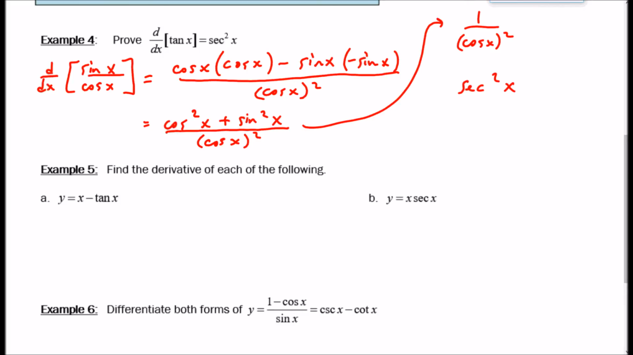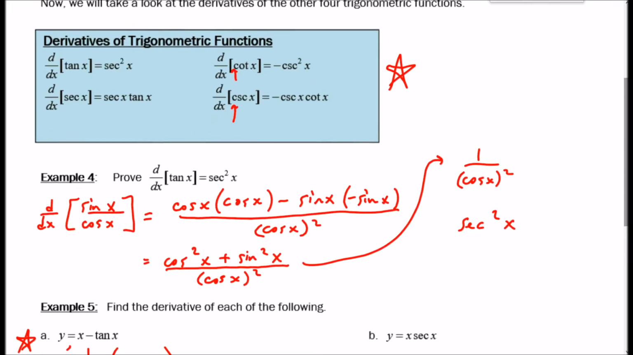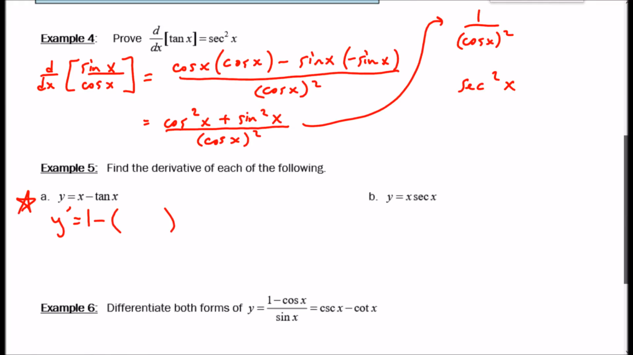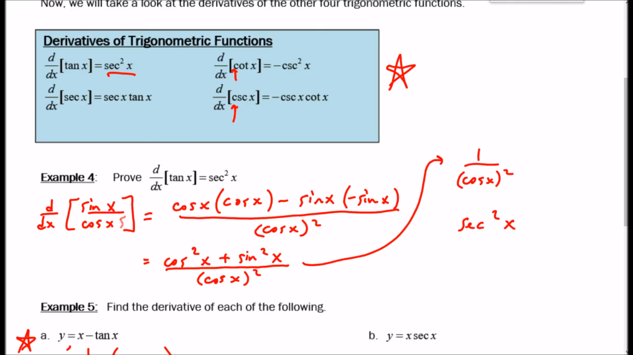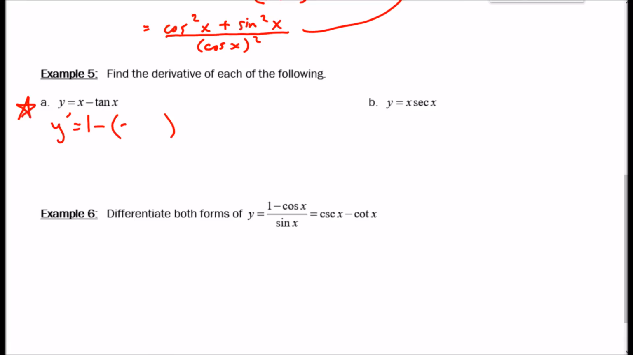Now let's take a look at the derivative of y equals x minus tan x. Let's start with the derivative of x, which is 1, minus, now we need the derivative of tangent x. If we look up here to our chart, the derivative of tangent x is equal to secant squared x. So I'm just going to drop a secant squared x right in place of the derivative of the tangent x. So the derivative of y equals x minus tan x is 1 minus secant squared x.